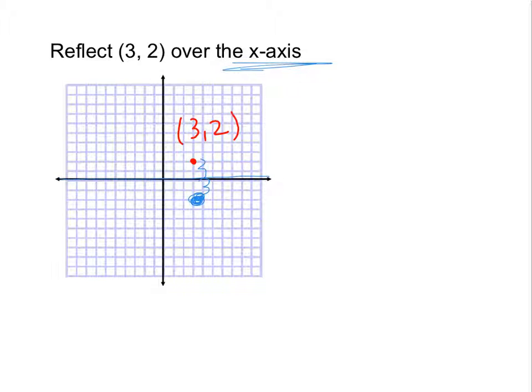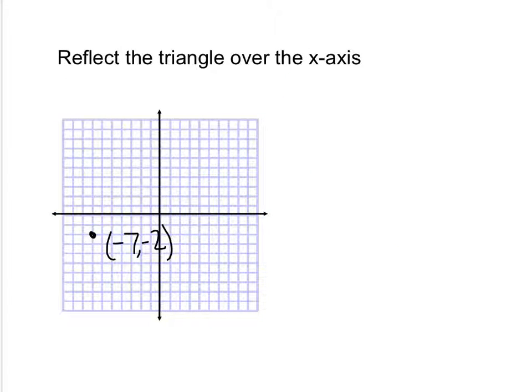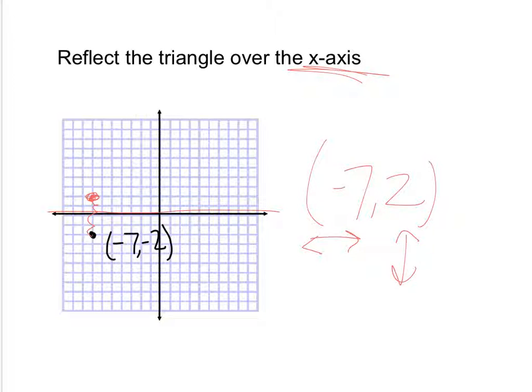Okay, so you're just moving it over that line. And the coordinates of your new point now would be 3, negative 2. Same thing with this one. This one happens to be 2 over the x-axis from the bottom. So now we're going to go 2 over the x-axis to the top. Coordinates of that one would be negative 7, 2. Remember when we do coordinates, the first number is left and right, the second number is up and down.